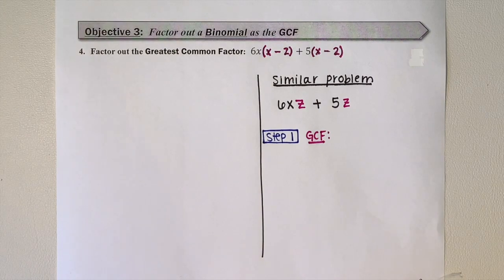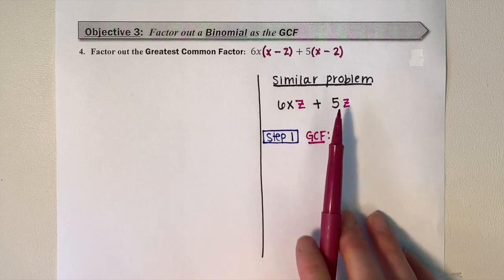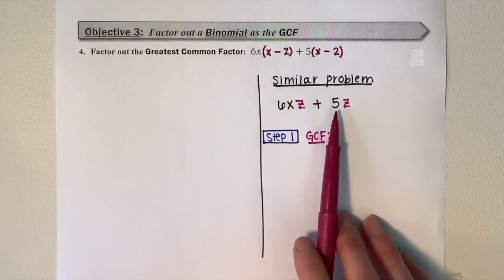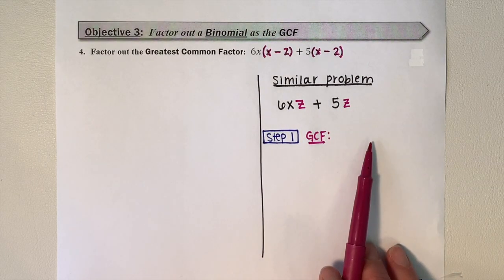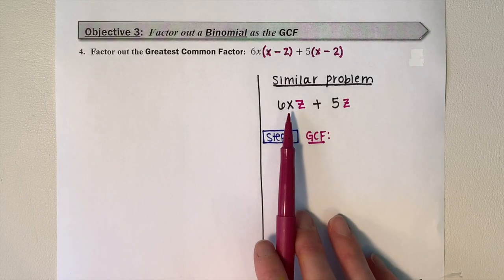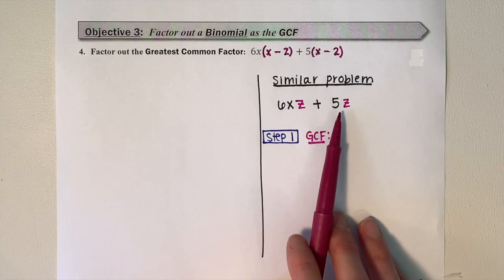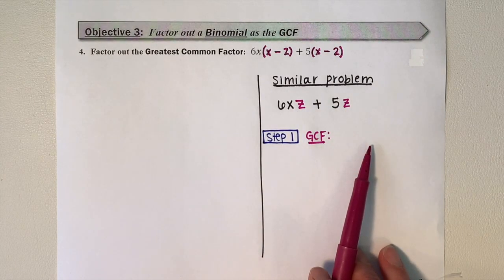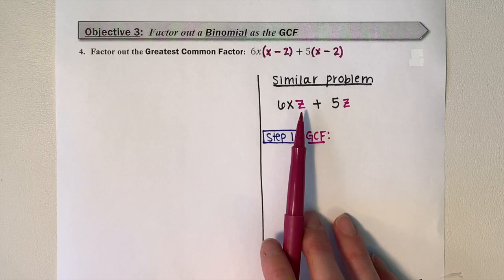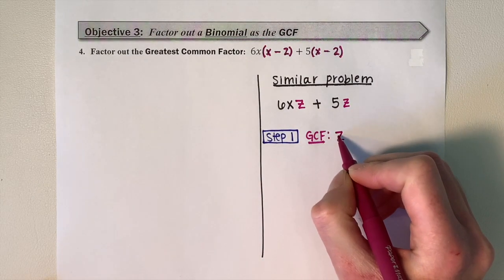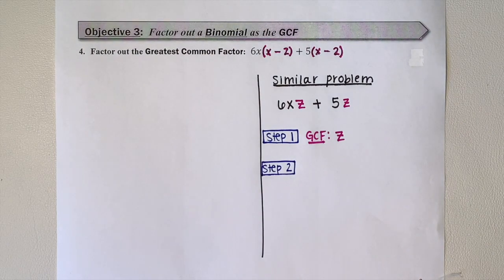Step 1, let's identify the greatest common factor. If we start by looking at the coefficients 6 and 5, there is no number other than 1 that multiplies evenly into both 6 and 5. So we're not going to put any number in our GCF. Now, we notice that this term has an x, but this term does not. So since both terms do not have an x, we do not put an x in our GCF. Next, we notice that both terms have a z, so that means we're going to put a z in our GCF.